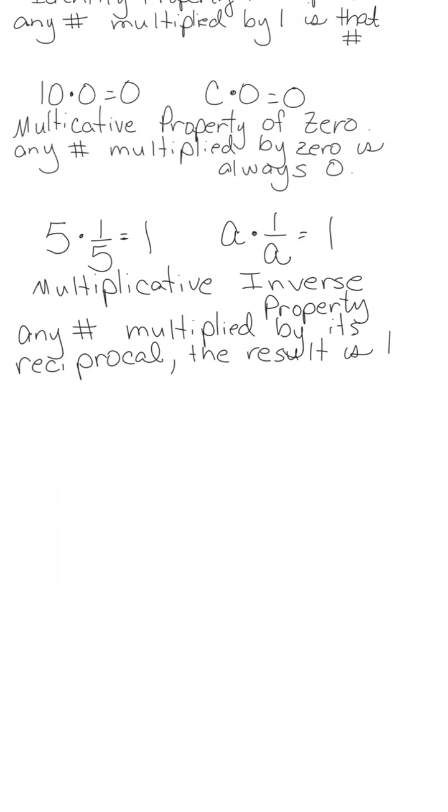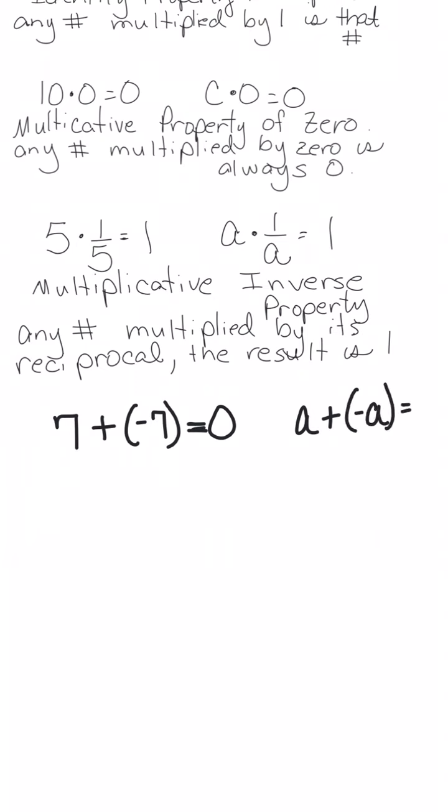One that students have learned in the past couple of years, if they take any number and add it to its opposite, then their sum is going to be 0. So any number added to its opposite, the sum will be 0. And this is called their additive inverse.